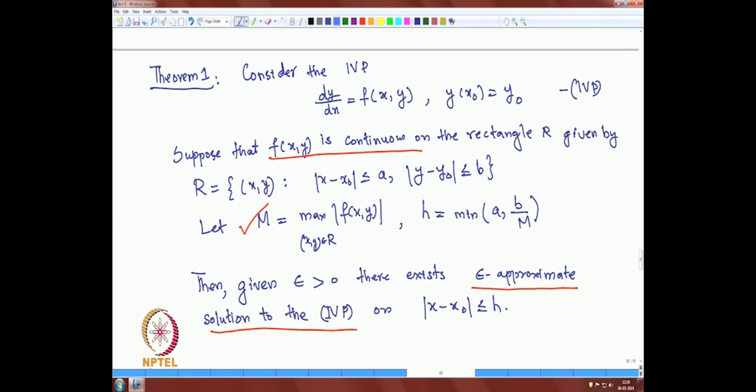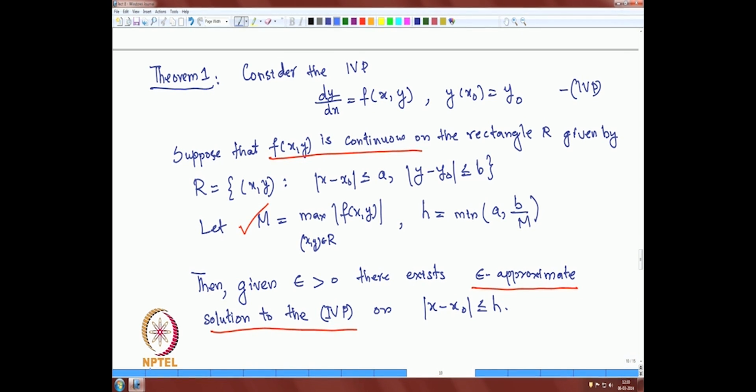We are trying to prove the Cauchy-Peano existence theorem, where we use only the continuity assumption on the function f. To prove the Peano theorem, first we prove the existence of an approximate solution to the initial value problem.